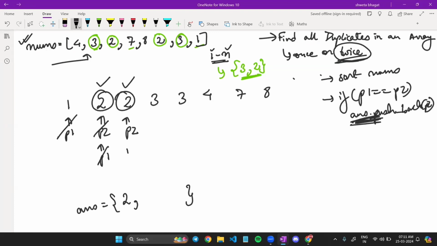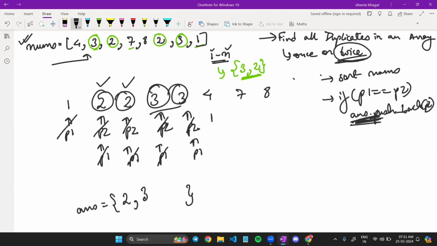Now we'll move P1 ahead and we'll move P2 as well. Now we'll check, is the value present at P1 and P2 equal? They are not equal. So we'll move P1 over here and P2 over here. Now we'll check, is the value present at P1 and P2 equal? We can clearly see that they are equal. So we'll simply push this P2 in our answer. Now we'll move both the pointers ahead.